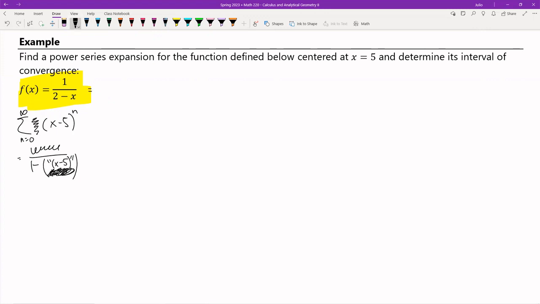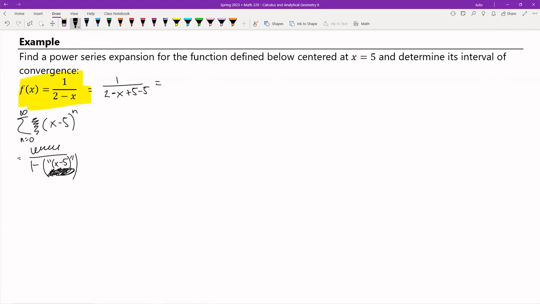I'm going to go ahead and do this. 1/(2 − x). I'm just repeating what's here, right? I'm going to do +5 − 5. Okay. I am adding 0 to the denominator, so that means nothing changes, right? But there's a reason why I'm adding the 0. And it's a means to an end.